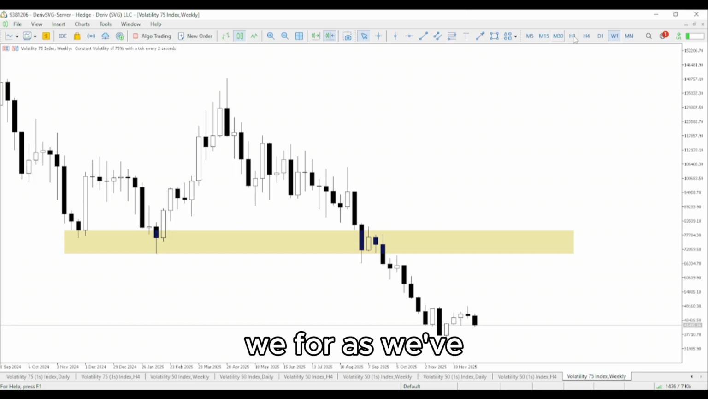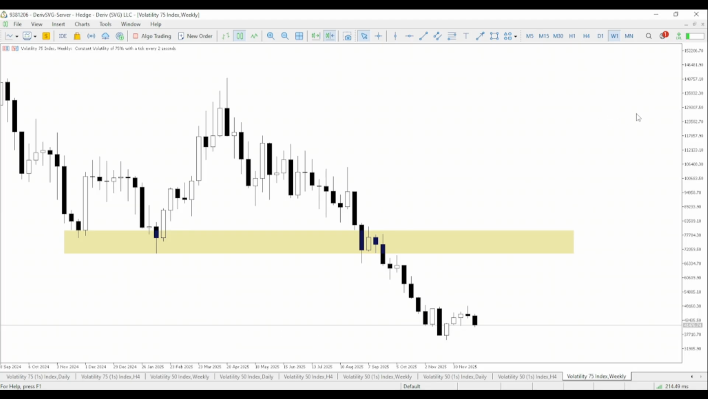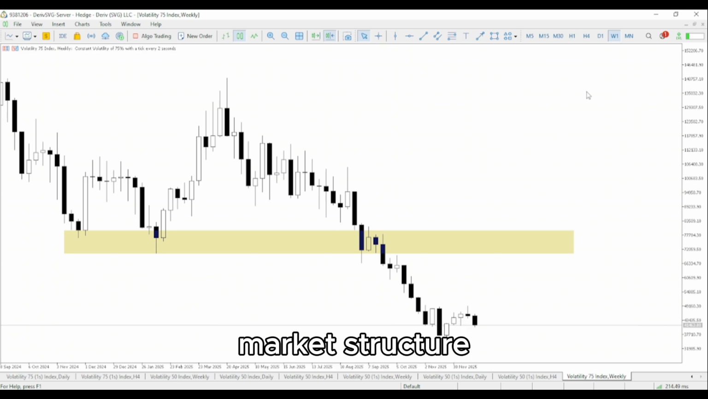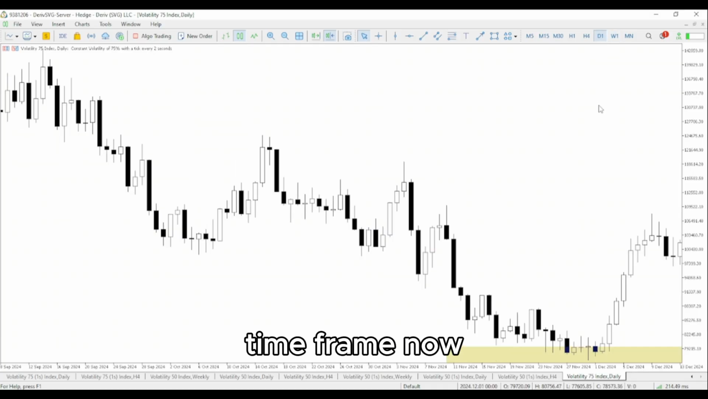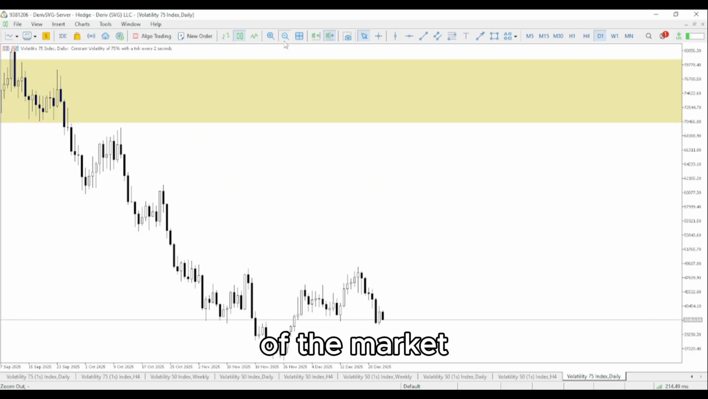So as we get to see, the weekly time frame is currently on a downtrend and under high selling pressure. So the next thing we want to do is check the overall market structure. What time frame do we check the overall market structure on? We have to go to the daily time frame now. The daily time frame will give us the overall structure of the market.